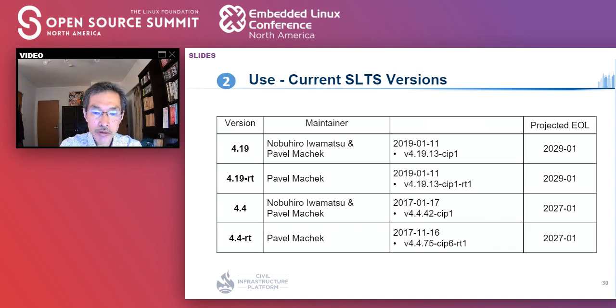The second action is use. We use LTS for the CIP SLTS kernel basis. As just mentioned, CIP SLTS kernels are based on LTS 4.4 and 4.19. The first releases of SLTS 4.19 and 4.19 RT were done in 2019. We plan to maintain them until 2029, for 10 years. The first releases of SLTS 4.4 and 4.4 RT were done in 2017. And likewise, we support them for 10 years, till 2027.